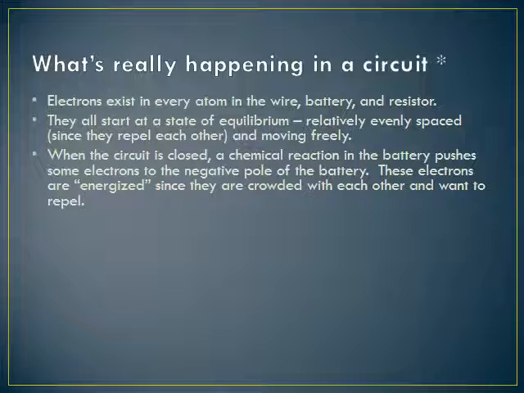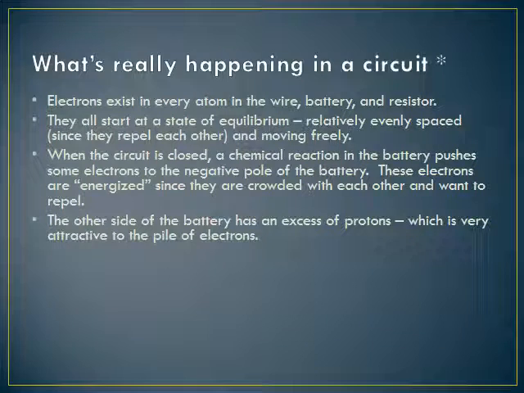The other side of the battery, of course, is left with an excess of protons because we pulled all the electrons from one side of the battery. So the other side of the battery is positive. The battery actually becomes polarized. And that positive side of the battery is really attractive to those electrons, but they can't go backwards through the battery because that's the way the chemical reaction works. So they'd like to get back to the other side of the battery, but they can't move directly through the battery.